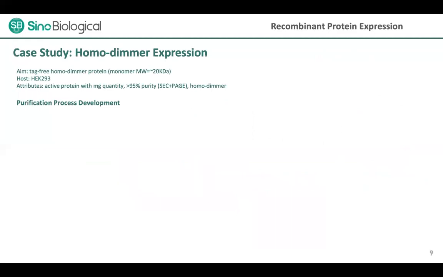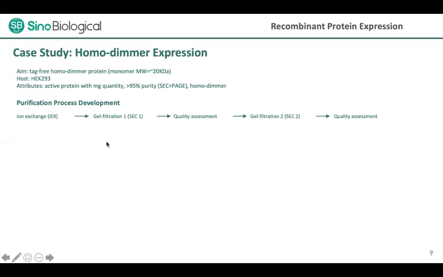So the first case study regards the expression of a tag-free homodimer protein, which is expressed in the HEK293 system. The requirements for the protein are that we have to reach milligram quantity with greater than 95% purity, assayed by both gel filtration column and PAGE. And of course, the homodimer formation is very important for the client. In this case, I would like to show you the process development that we used for the purification of this protein.